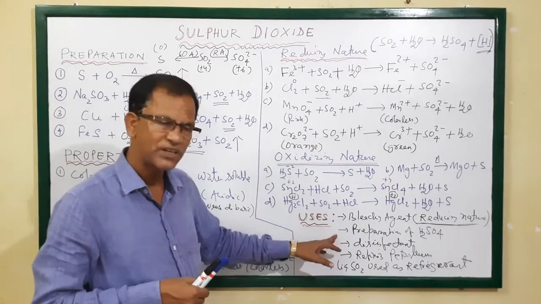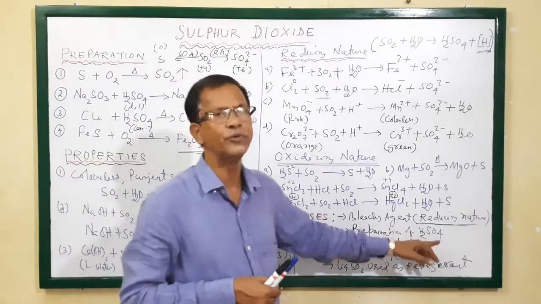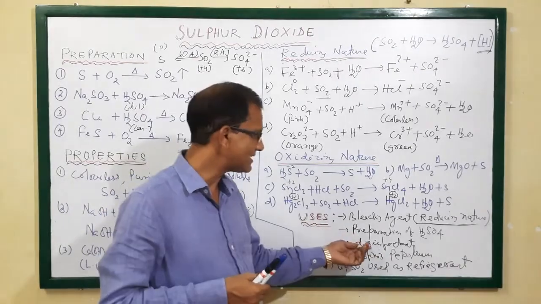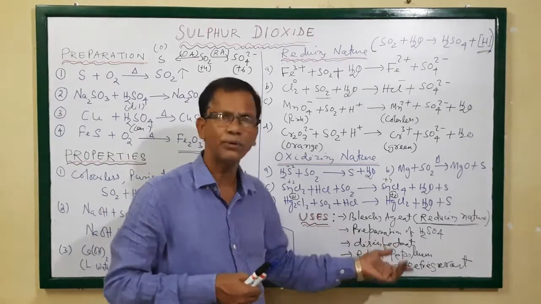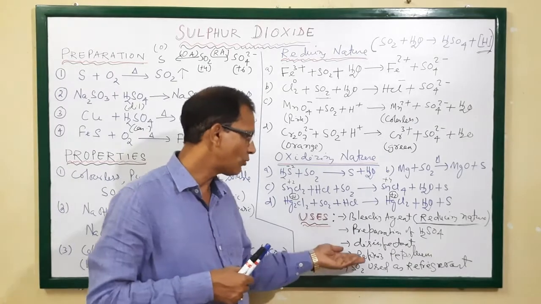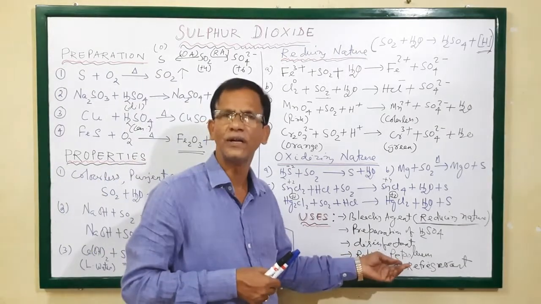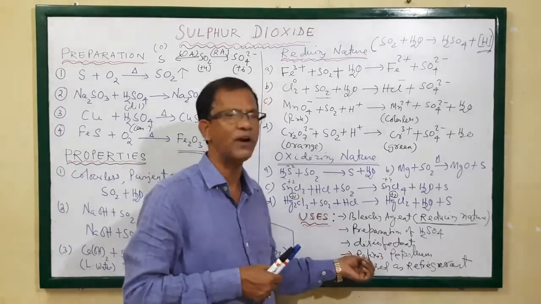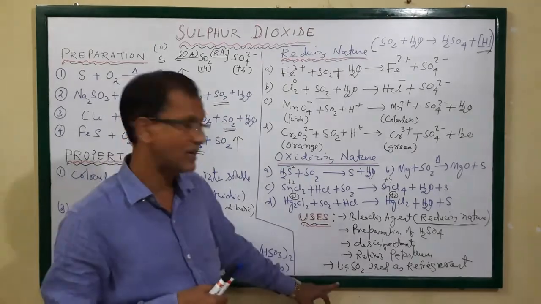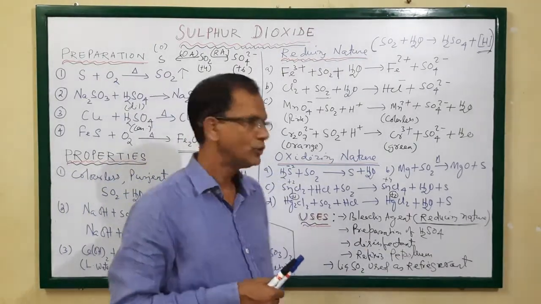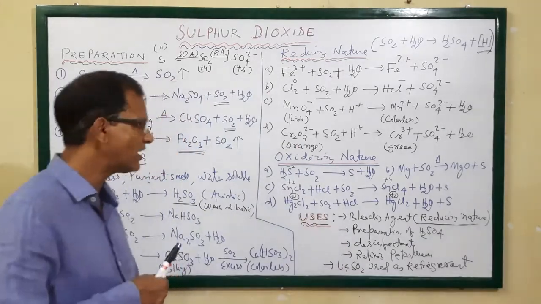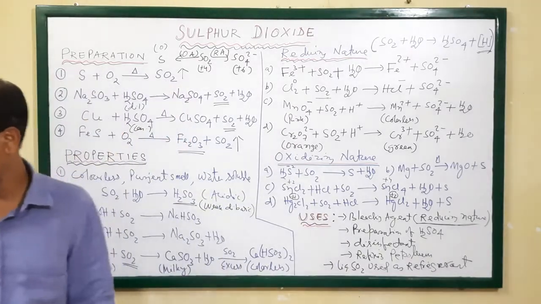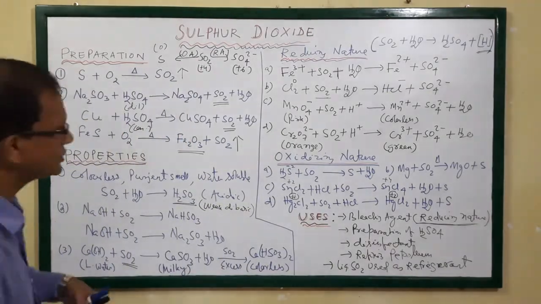The second use is preparation of sulfuric acid. We can prepare sulfuric acid from sulfur dioxide gas. It also acts as a disinfectant. It is also used in refining of petroleum, in the petroleum industry. Then liquid sulfur dioxide is used as a refrigerant. So these are very important uses of sulfur dioxide. Now let us see how you can balance the equation. Let us discuss this.